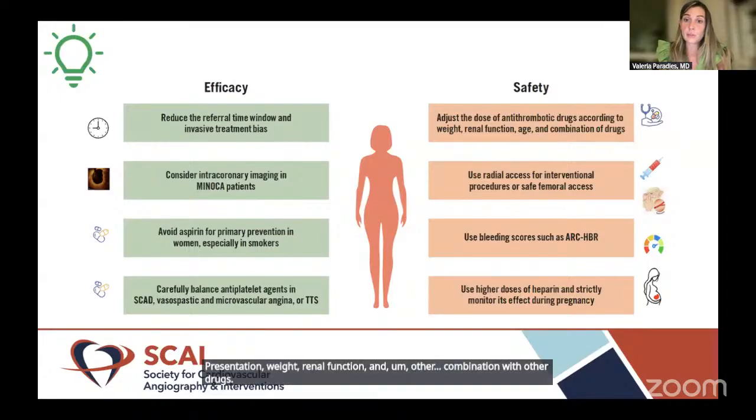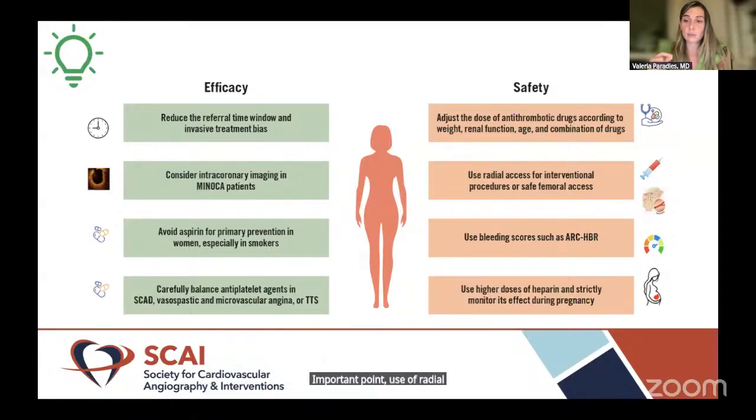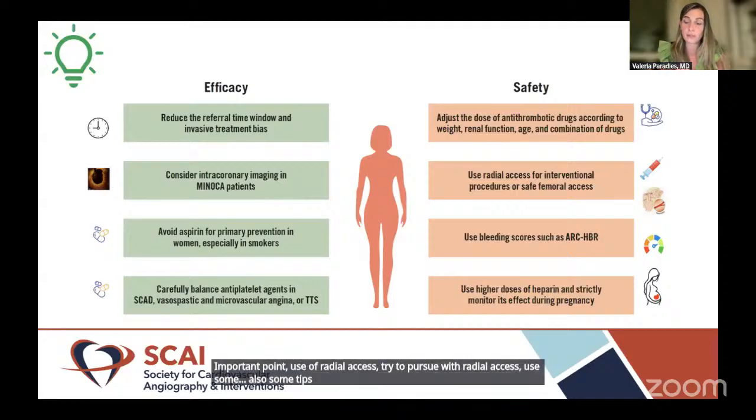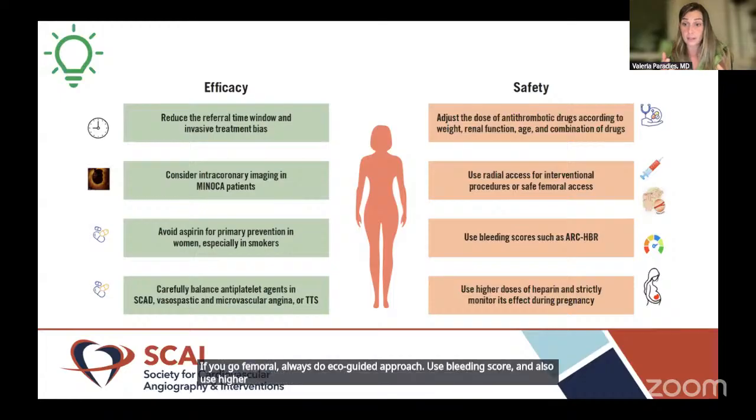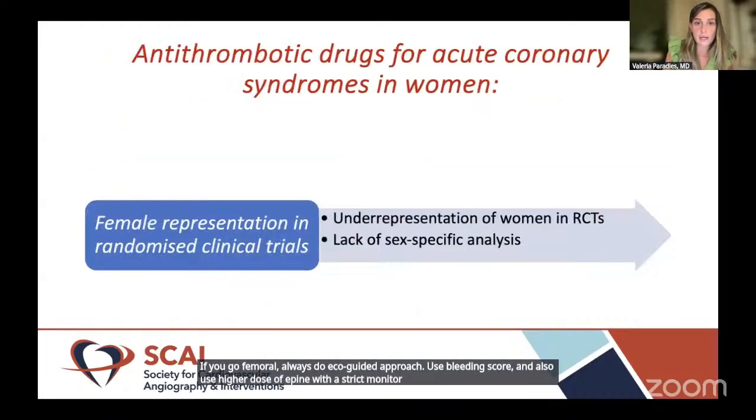Important point: try to pursue radial access, and use some tips, for example, avoid cold injection into the radial, and use 6 French. If you go femoral, always use an echo-guided approach, use a bleeding score, and also use a higher dose of heparin with strict monitoring during pregnancy.